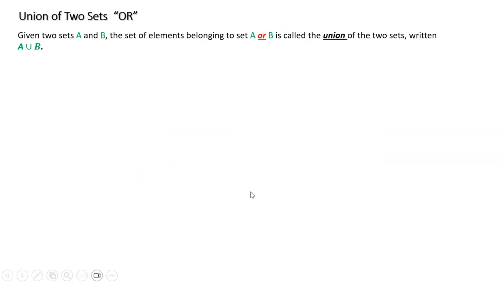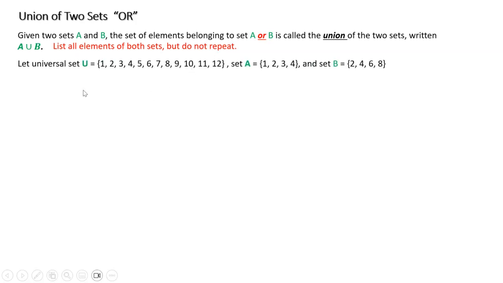Now comes the union. It says here, given two sets A and B, the set of elements belonging to set A or B is called the union of the two sets. And this is how you write it, A union B, or you can say A or B. It says here, list all the elements of both sets, but do not repeat. This is how I like to explain it to my students: you list all the elements of both sets, but you do not repeat.